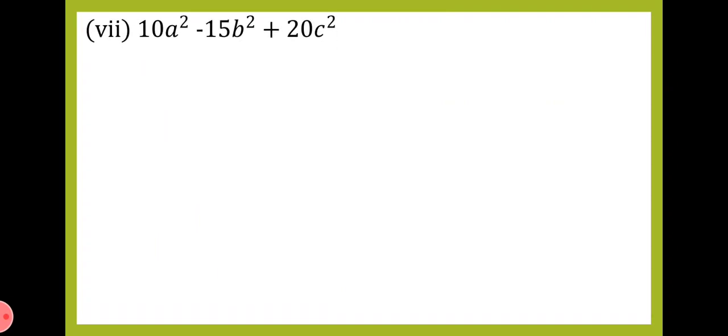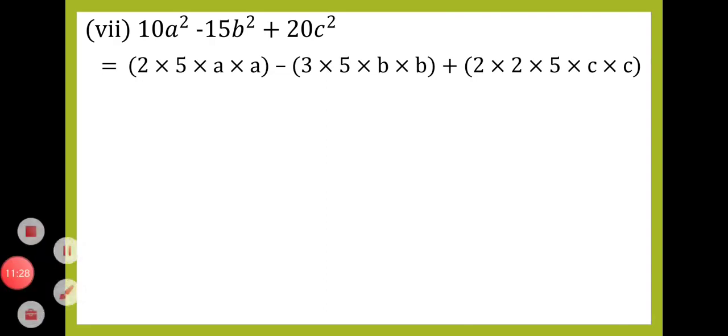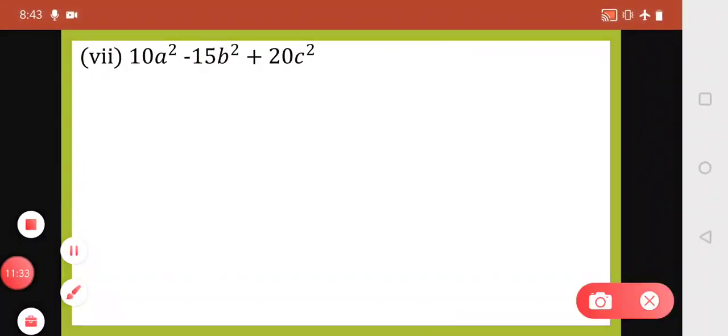10a square minus 15b square plus 20c square. Now three terms are given in the expression and we have to use the common factors method. So separately we will make the factors of all the three terms and then find out what is common between the three terms of the given expression. That is equal to 2 into 5 into a into a.